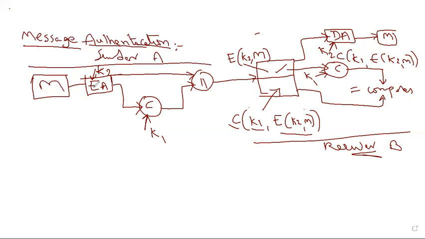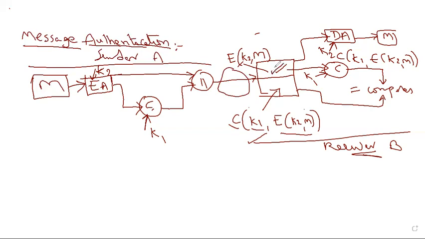So from the message, we encrypt the message using a key, and we are assuming that the key is K2. That encrypted message is given as input to the MAC function. The MAC function generates a MAC code like this. This is the MAC code, and this is the encrypted message. These two are combined, and through the internet or communication channel, this message is transmitted to the receiver.